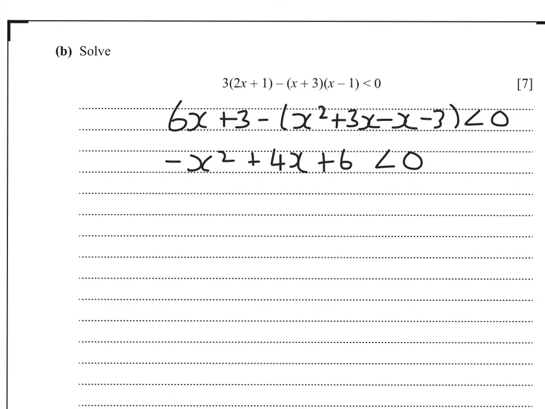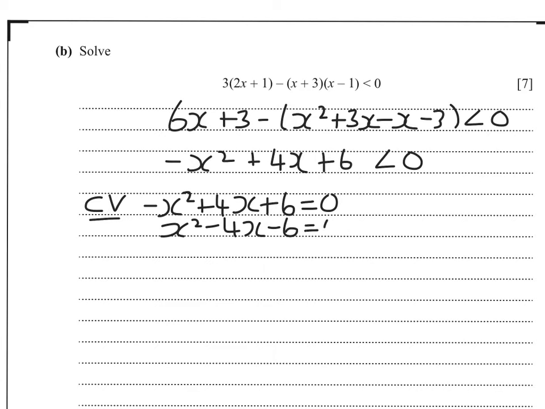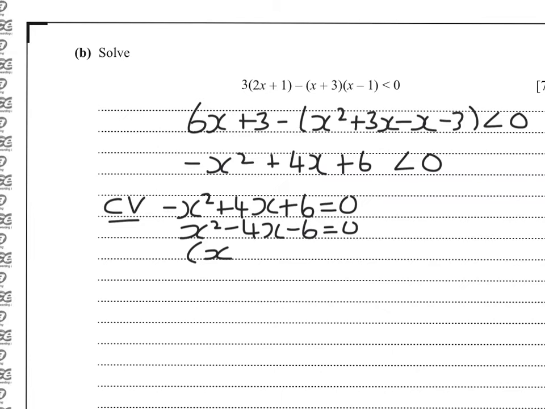To solve a quadratic inequality, the first thing we need to do is find the critical values, and that is when the graph equals 0. I'm going to multiply 3 by minus 1 just for the critical values, and then I'm going to factorise. And now I see that it's not going to factorise. The factors of minus 6, 6 and 1, 3 and 2 are never going to give me minus 4, so I'm going to use the quadratic formula.